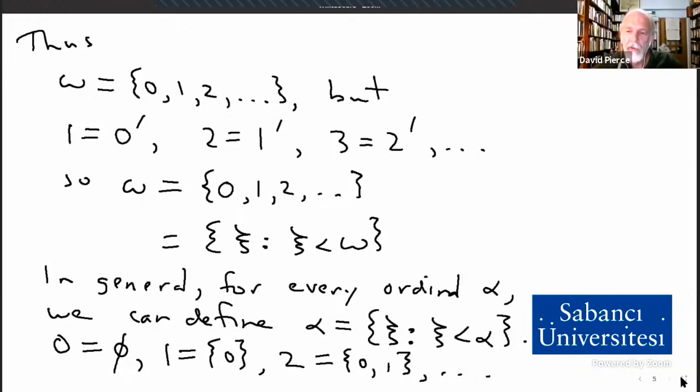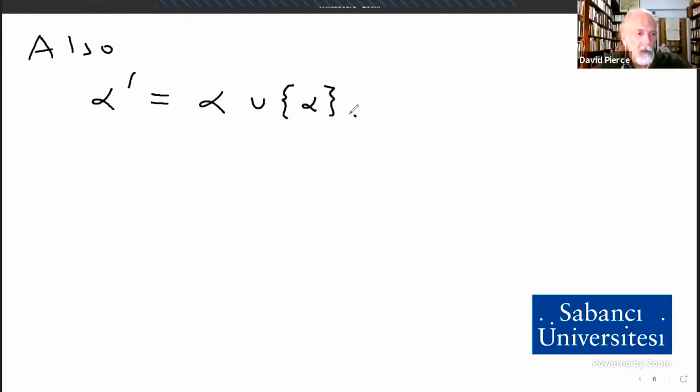And in general, also, the successor of alpha prime. Everything in this is bigger than alpha, so everything less than alpha is in alpha prime, but there's one more element, namely alpha itself.